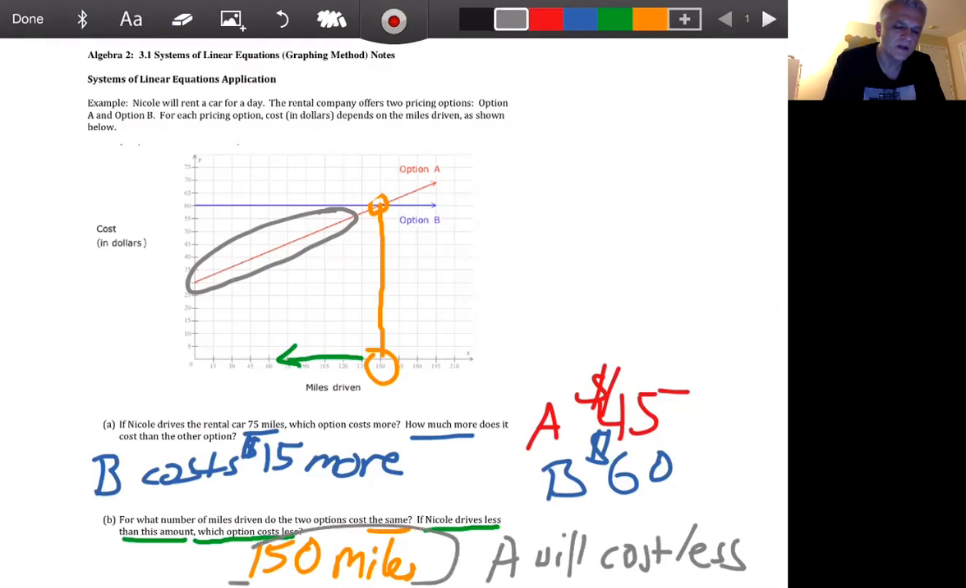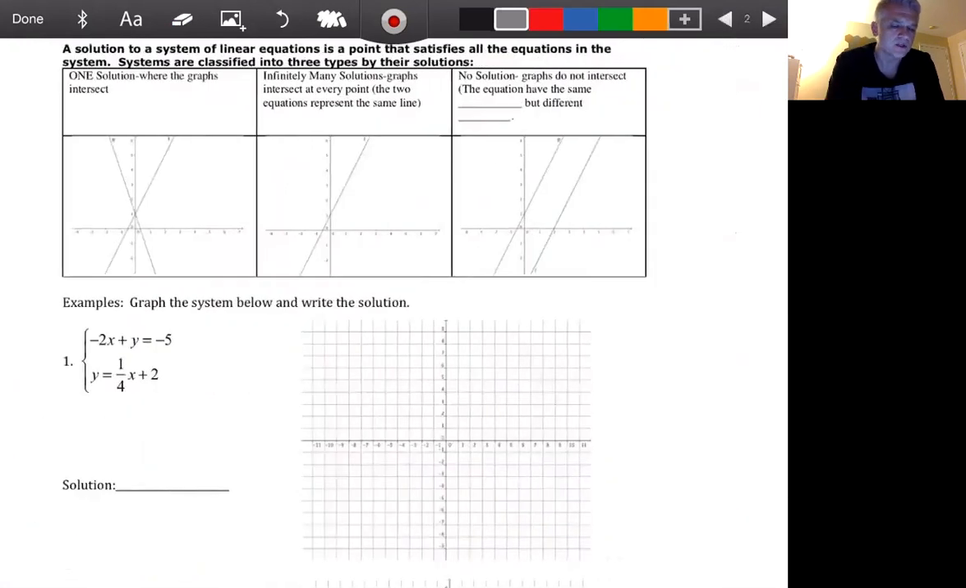So 150 miles is what we call the break-even point. Okay? It doesn't matter. Option A, option B, they're the same. But if she thinks she's going to drive less, then she should be prepared to save some money with A. And if she thinks she's going to drive more, well, A will cost more, so she should choose option B. Okay. All right, so let's continue on.